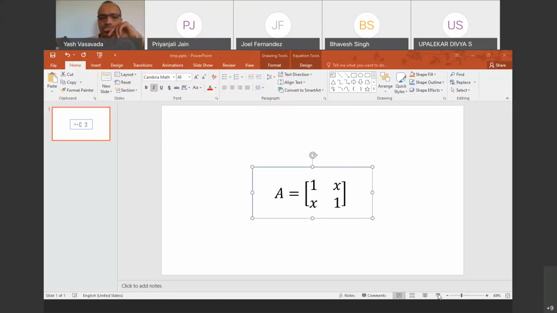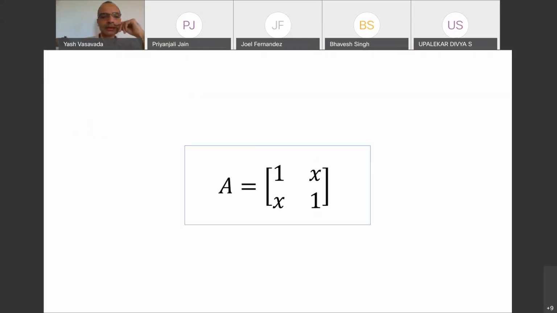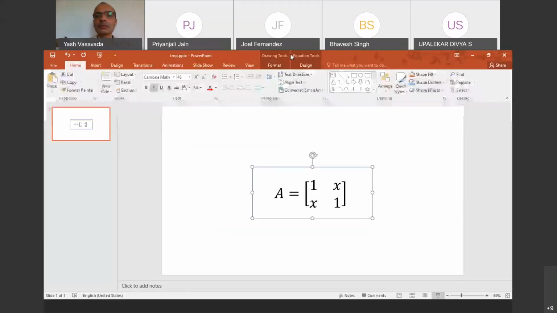I want to ask you now, suppose I have a matrix like this. Okay, it's the simplest matrix. One is along the diagonal and X is on the off diagonal. What will be the inverse of the matrix? By the way, is my screen visible?